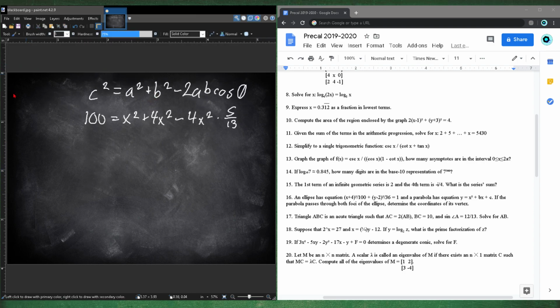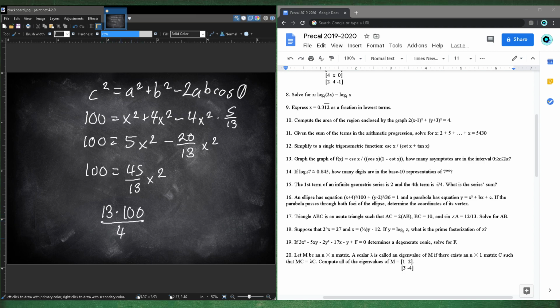Okay, so 100 equals 5x squared, and then 4 times 5 is 20 over 13 x squared. This is 65 over 13. So 65 over 13 minus 20 over 13 is 45 over 13. So we have 100 equals 45 over 13 x squared. So multiply by 13 over 45 to get our x squared. Divide by 5, so that's 20, and that is a 9.